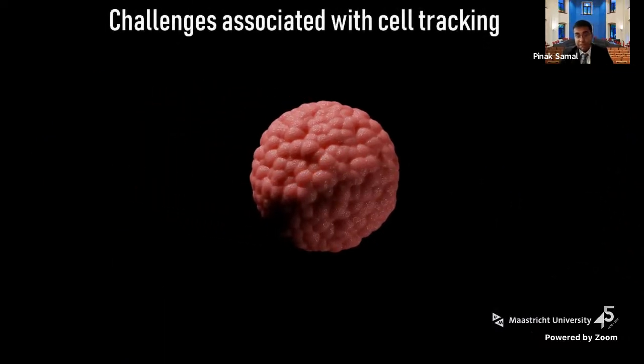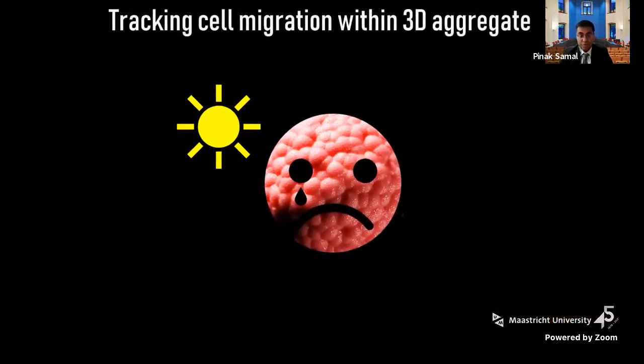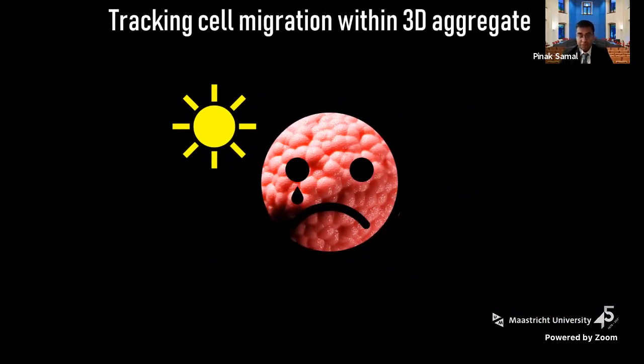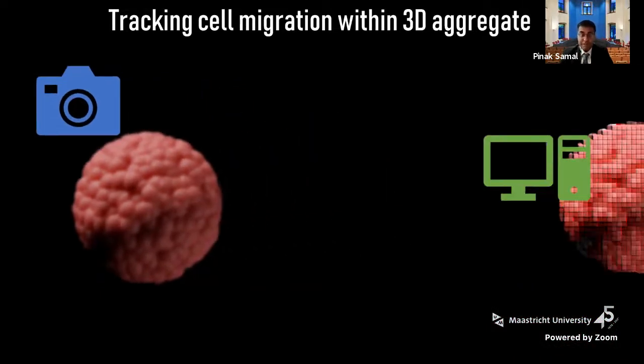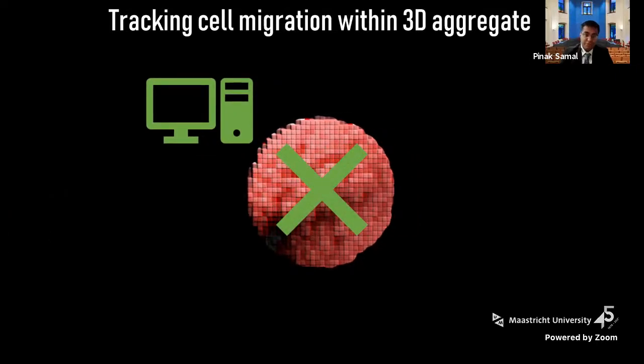But this can be easier said than done because there are multiple challenges associated with cell tracking. The cells we use, embryonic stem cells, are highly photolabile and can show a high degree of phototoxicity. The images we obtain must be clear in order for us to track the cells. We need computational pipelines which we can use to track the cells.